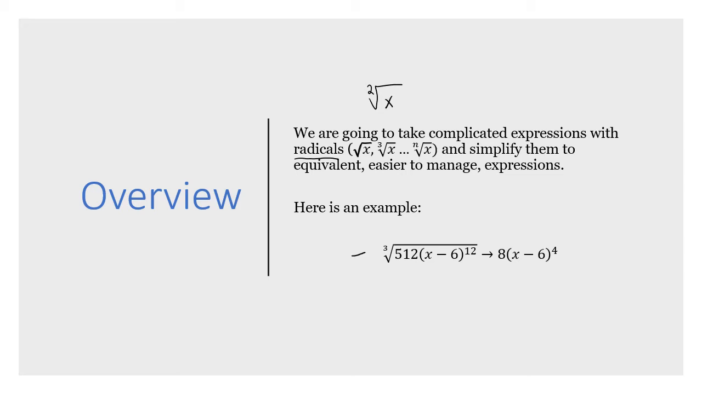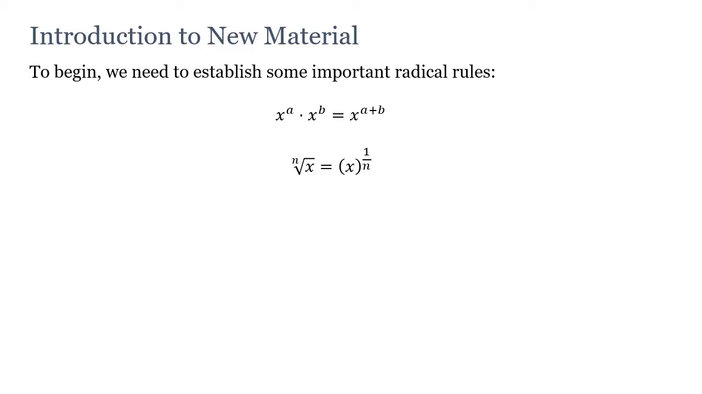Here's an example of what we're going to do. We're going to take an expression like this, and we're going to simplify it to its equivalent expression like this. So let's get started. To begin, we need to establish some important radical rules. If you have two expressions like this, and you multiply them, for example, x squared times x to the third, your result is going to be those two exponents added. And actually the reverse is true. So x to the fourth is the same thing as x to the third times x to the 1. I can split it up as well as combine it.